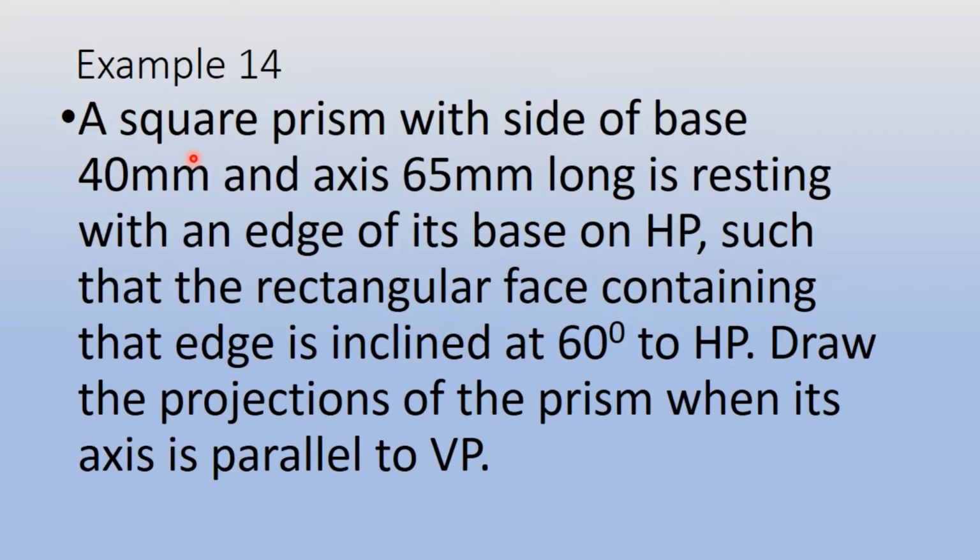This is example number 14. A square prism with side of base 40 mm and axis 65 mm long is resting with an edge of its base on HP, such that the rectangular faces containing that edge is inclined at 60 degrees to HP. Draw the projections of the prism when its axis is parallel to VP.